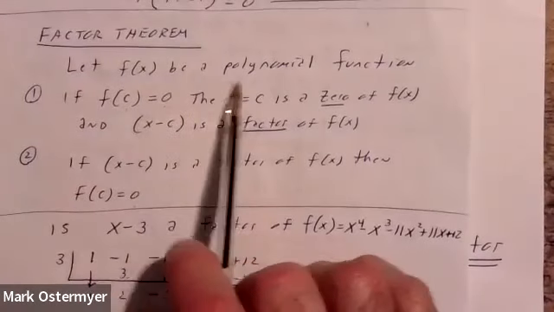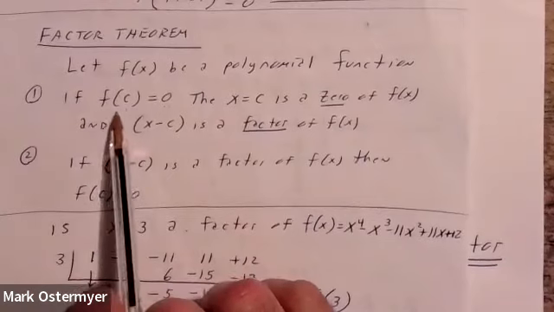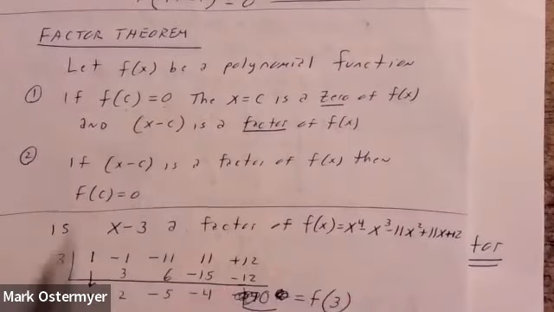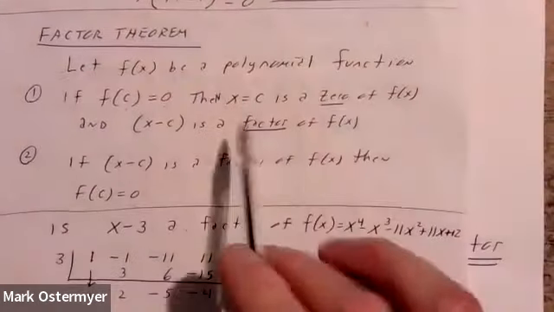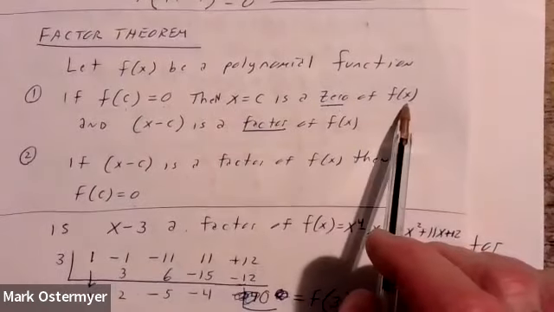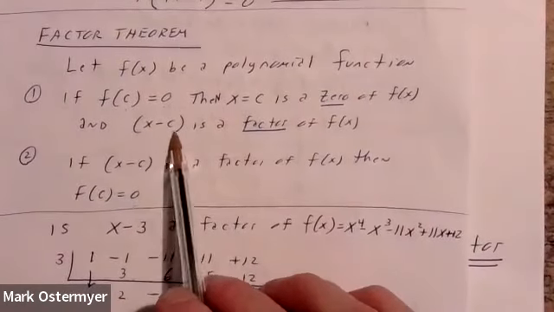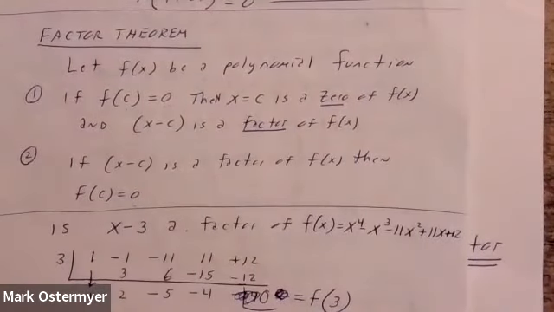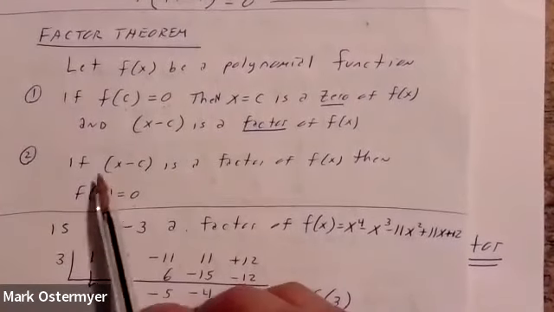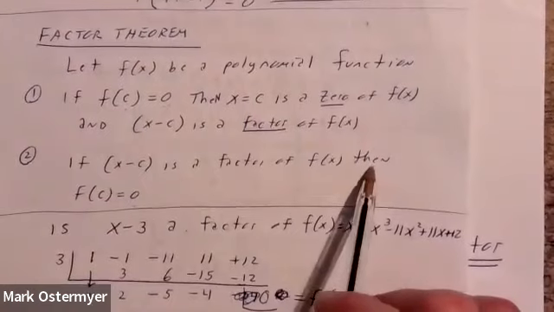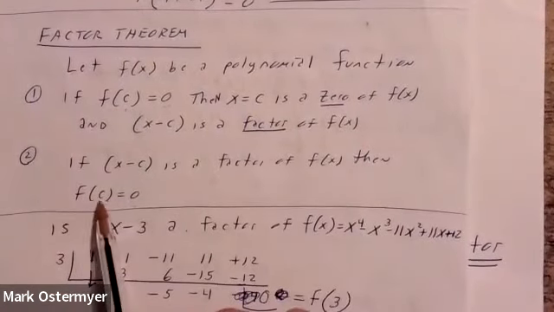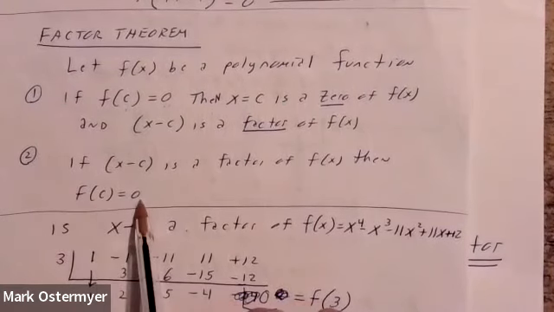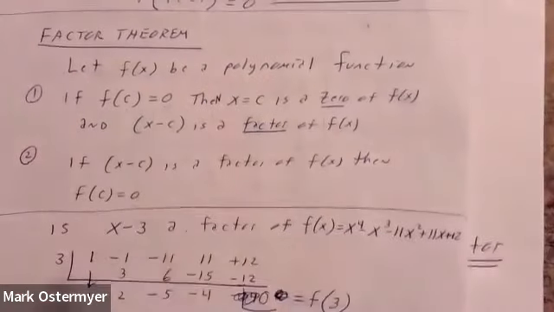It says, let f of x be a polynomial function. If we evaluate our polynomial function f of x at some number c and we get 0, then, ladies and gentlemen, we can conclude that x equals c is a 0 of f of x. And furthermore, x minus c must be a factor of f of x. That's what the factor theorem guarantees. But this theorem works backwards too. It says that if x minus c is a factor of f of x, then guess what? c must be a 0 of f of x, meaning that f evaluated at c better give you 0. This is called the factor theorem.